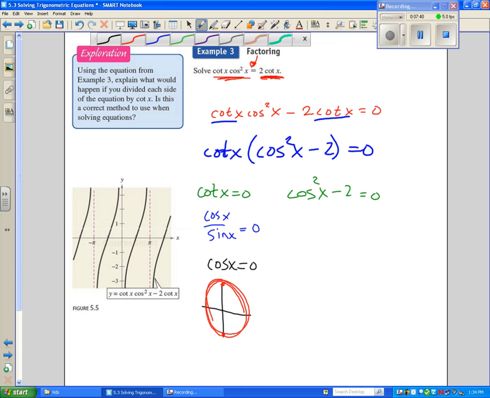Pi over 2, negative pi over 2, and every other angle with those. So it's pi over 2 plus n pi, every half circle away from it. That's our first solution. Then that goes with the cotan x. I'm going to come over here and add 2 to both sides. Then I'm going to square root.